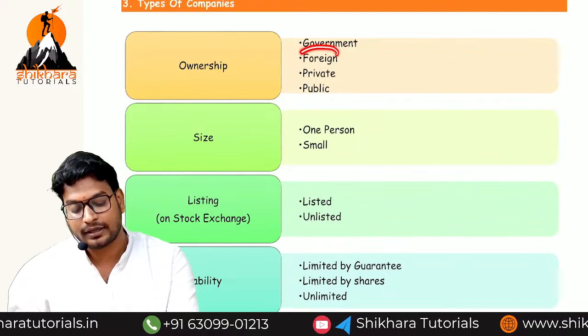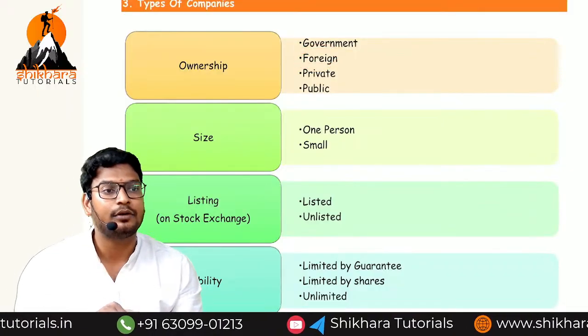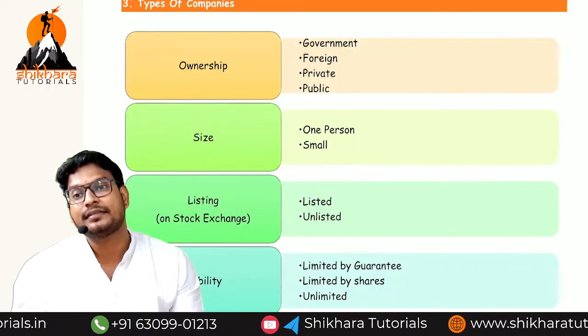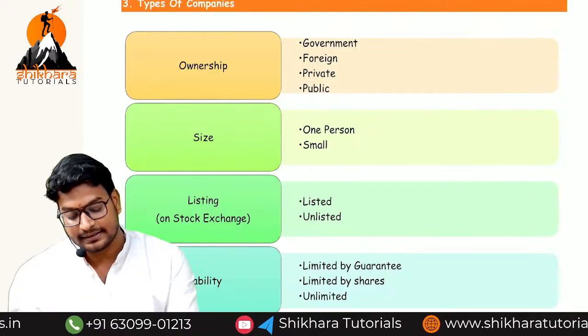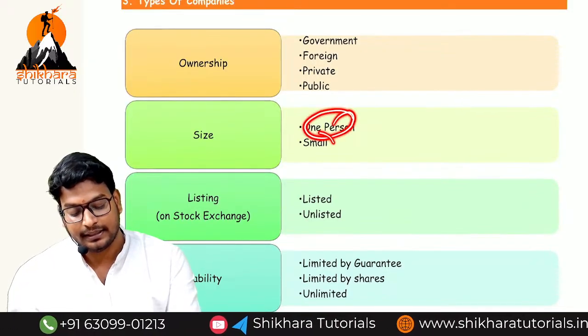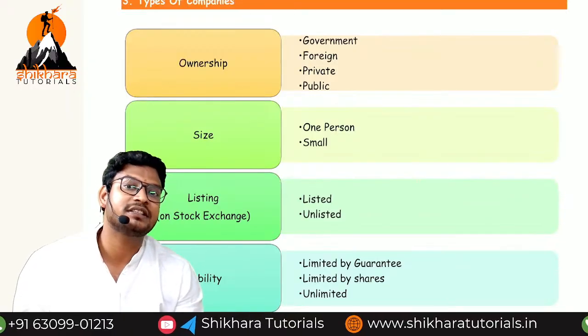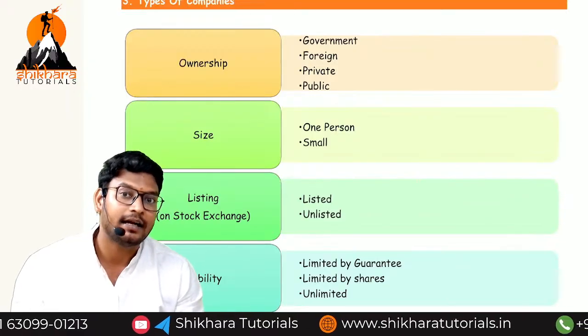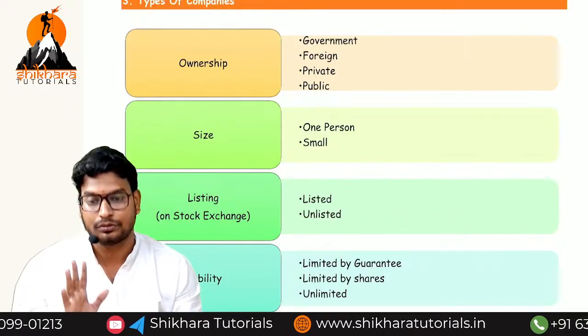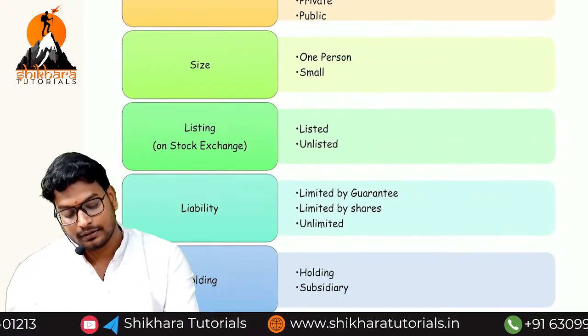What is the meaning of foreign company? It is registered outside India, having a place of business in India. And next, size: small company. What are the two limits of a small company? Paid up share capital must be less than 50 lakhs and the turnover must be less than 2 crores. And next one, OPC, you can know.